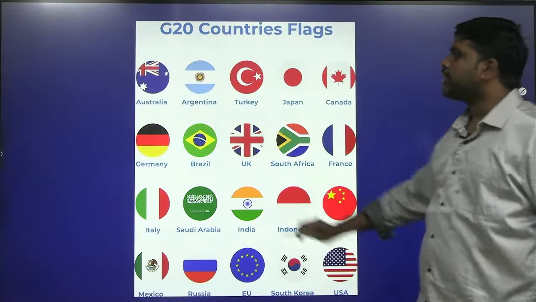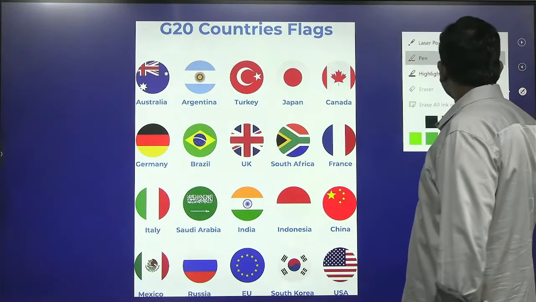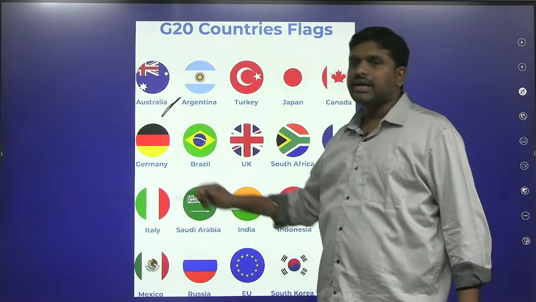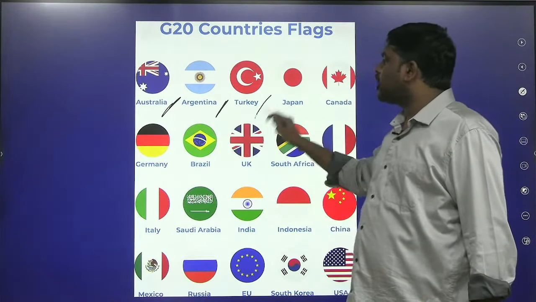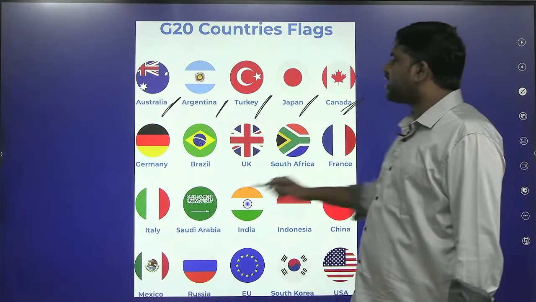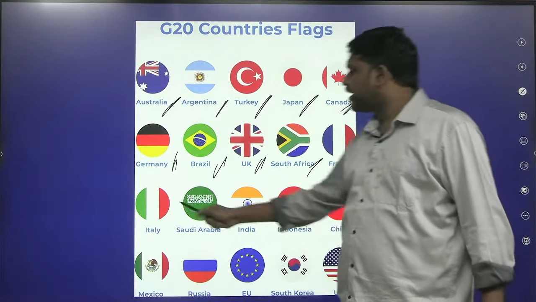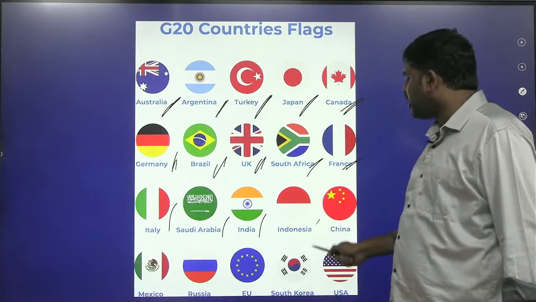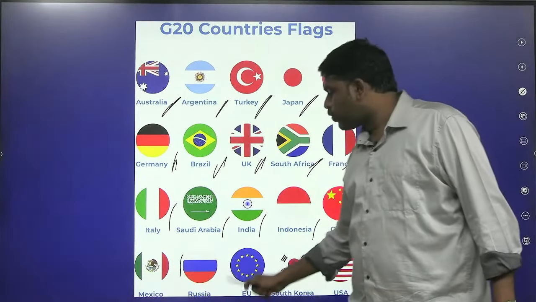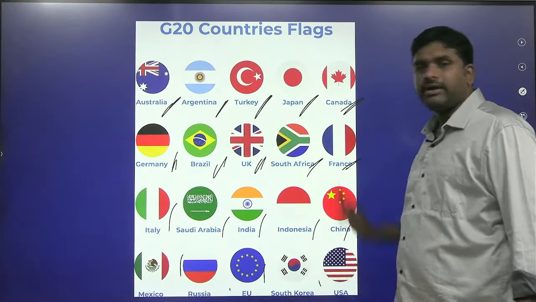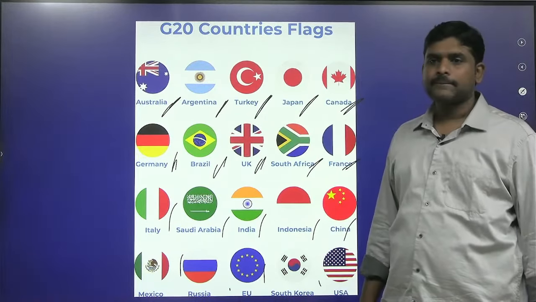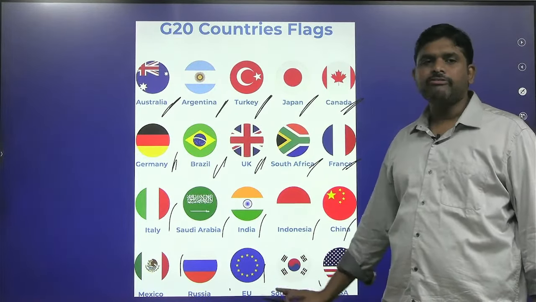So, these are the G20 countries. Alphabetically: Australia, Argentina, Turkey, Japan, Canada, Germany, Brazil, UK, South Africa, France, Italy, Saudi Arabia, India, Indonesia, China, Mexico, Russia, European Union, South Korea and USA. These are the countries that are part of G20.